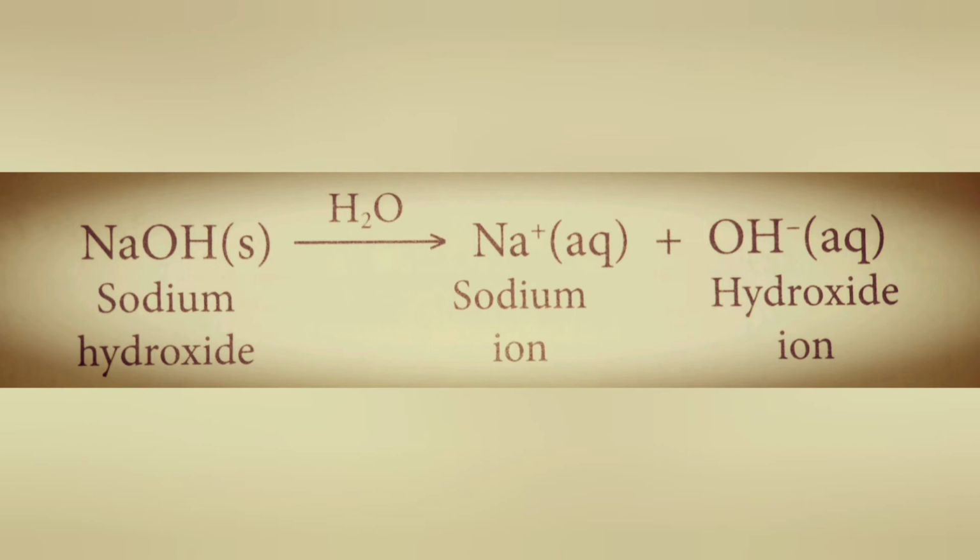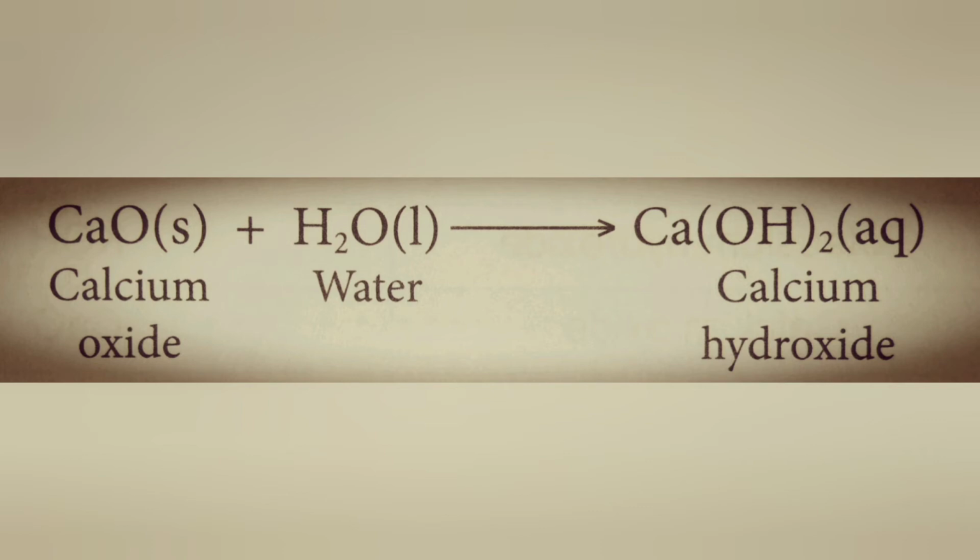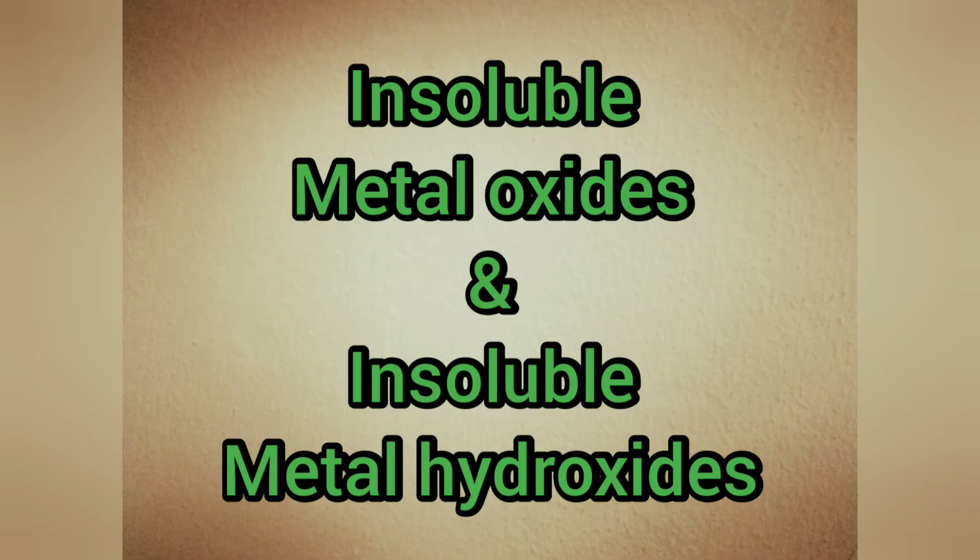When a soluble metal hydroxide, such as sodium hydroxide, dissolves in water, it ionizes to release the hydroxide ion. When a soluble metal oxide dissolves in water, it reacts with water to form the hydroxide ion as one of its products. Insoluble metal oxides and metal hydroxides are classified as bases because they satisfy the alternative definition of a base. A base is a substance that reacts with an acid to form a salt and water only.